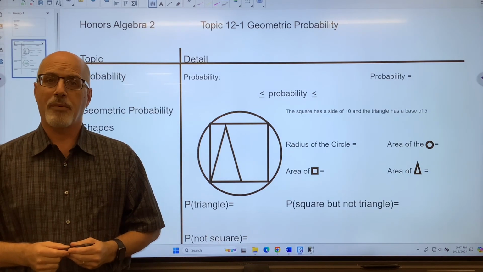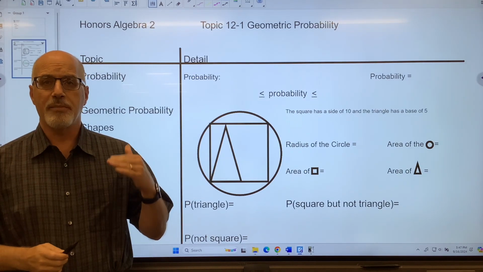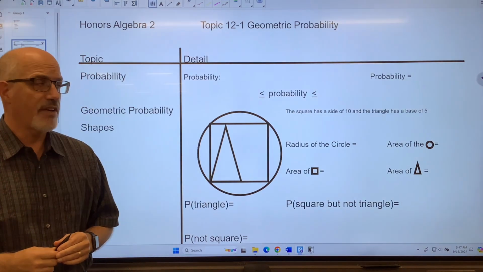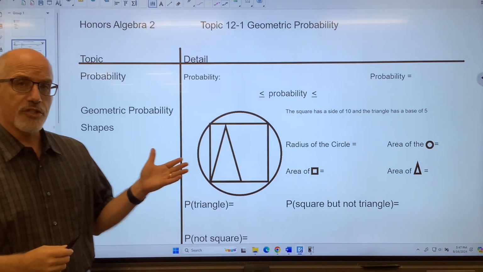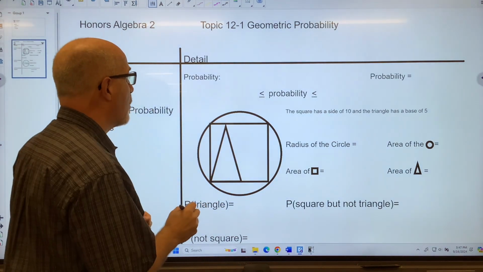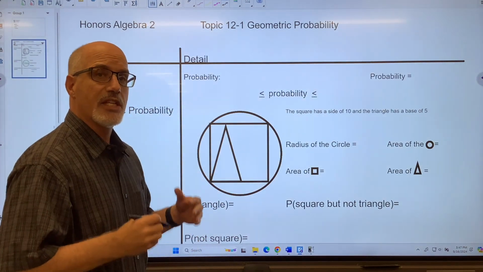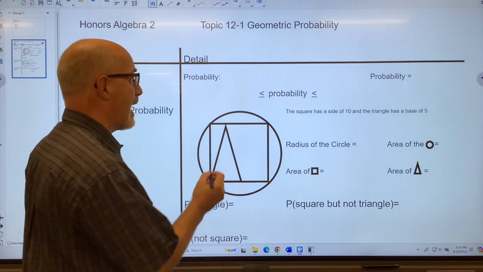This lesson is about probability. Our objective is to be able to use geometric probability to find the probability of an event. Now, this is an introduction to probability, so let's talk about what probability is. First of all, probability is the chance that an event happens.